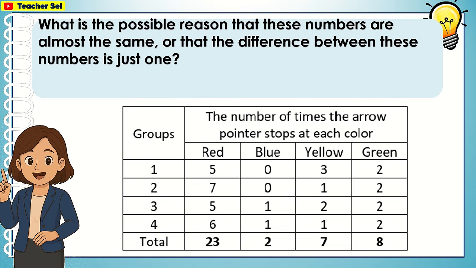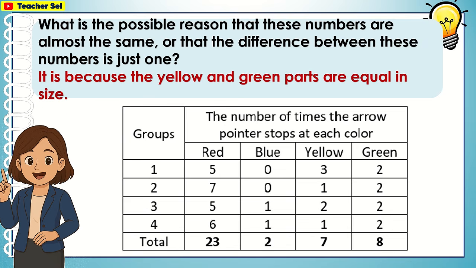What is the possible reason that these numbers are almost the same, or that the difference between these numbers is just 1? It is because the yellow and green parts are equal in size.